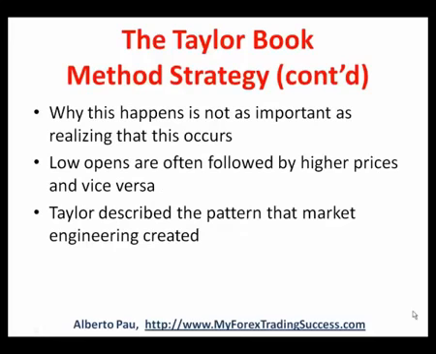So, you may be wondering why is this happening? That's an explanation, but why this happens in general is not as important as realizing that this happens and profiting from it. In a nutshell, the logic of the Taylor book method strategy is that low market opens are often followed by higher prices and vice versa. Essentially what Taylor did is that he described the pattern that market engineering created. Today we're going to focus mostly on the pattern and how you can trade and make money from this.